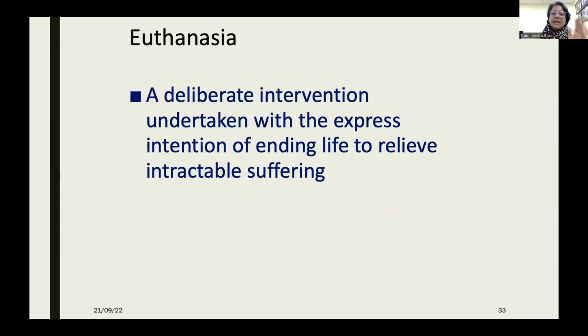And as I said, euthanasia is never a passive or an active action. Euthanasia is always active. You are actually killing the patient, by doing something with an intention of making the patient die. But if you are actually withdrawing something from the patient, it is not actually killing the patient.